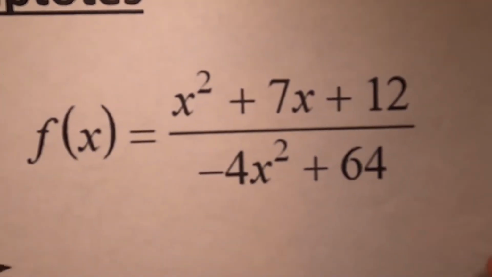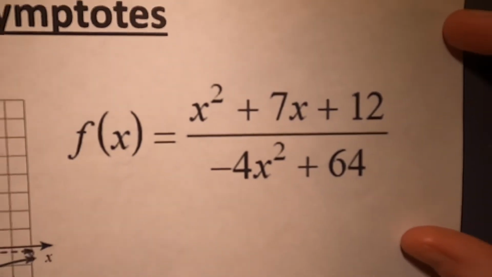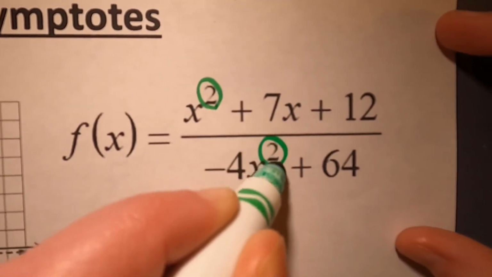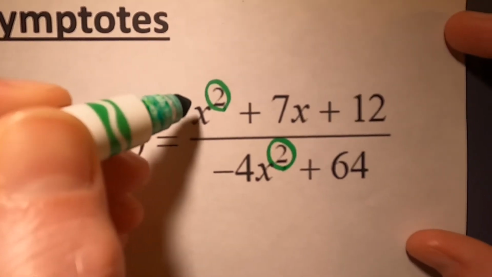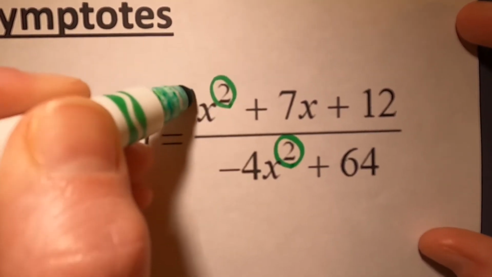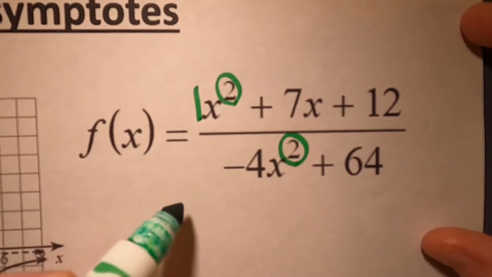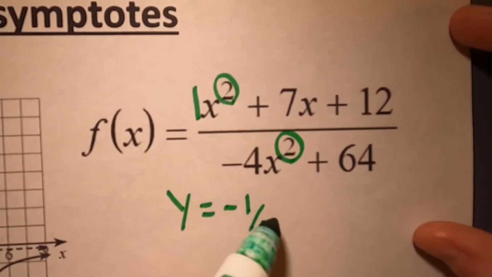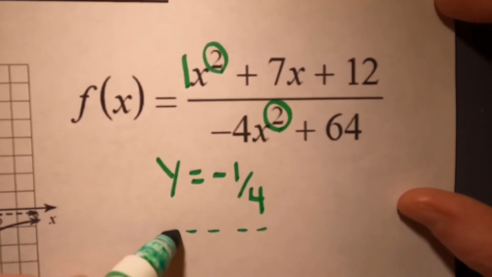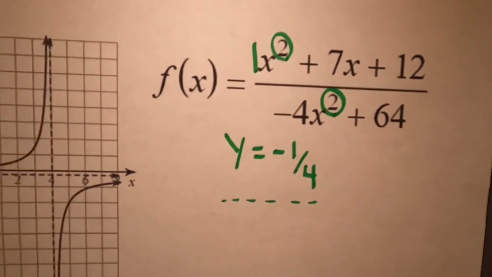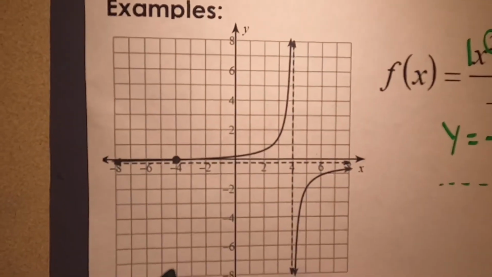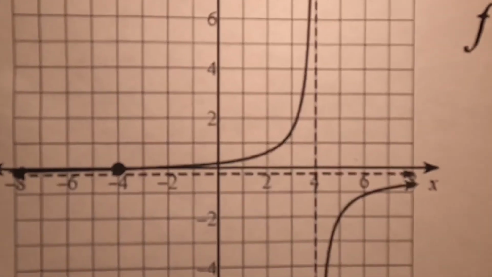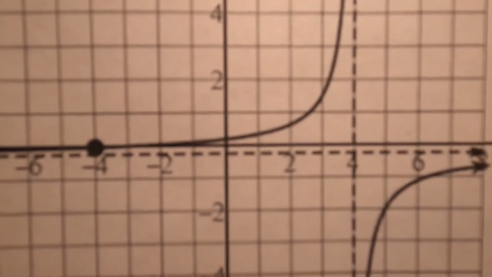Example number 3, you'll notice, what's the degree of the numerator? 2. What's the degree of the denominator? 2. So they're equal degrees, so we take the coefficients in front, a 1 and a -4. So y equals -1/4 should be the equation of my horizontal asymptote. So let's look over here at the graph. You'll notice you can barely see it. It's right there below the x-axis, but it is definitely there at -1/4.